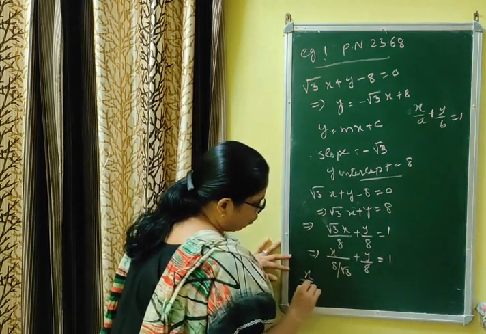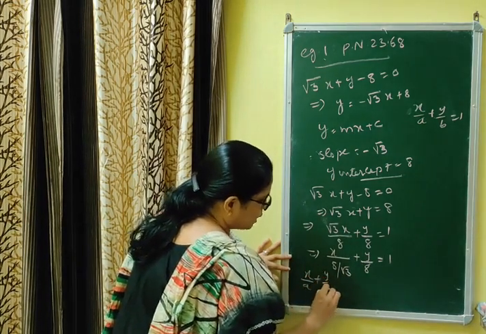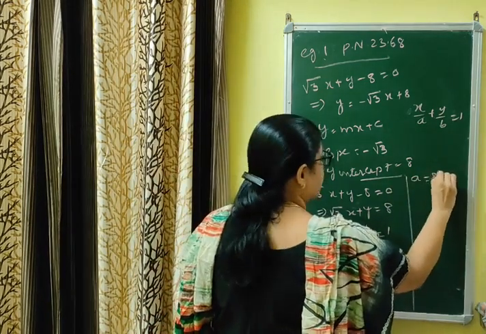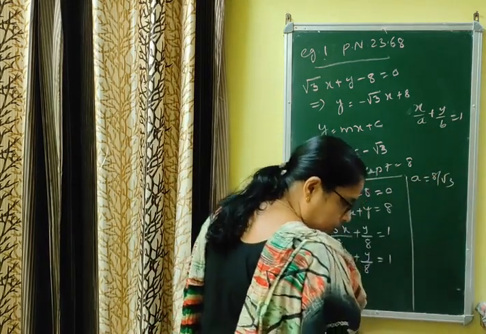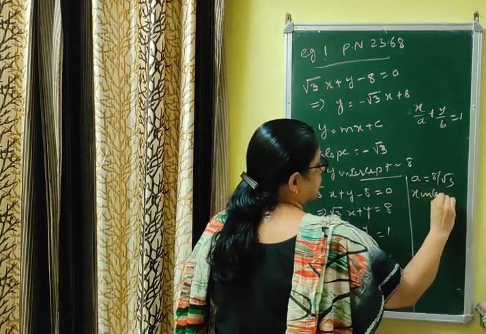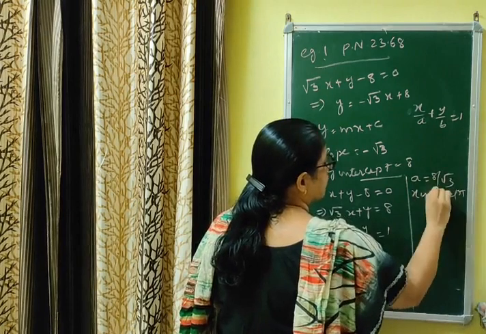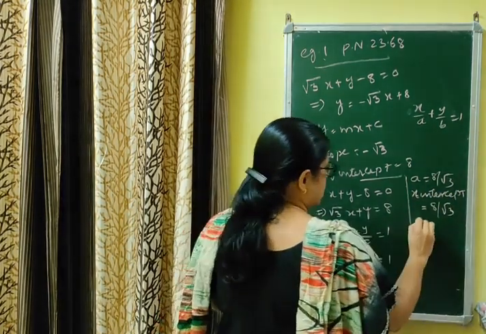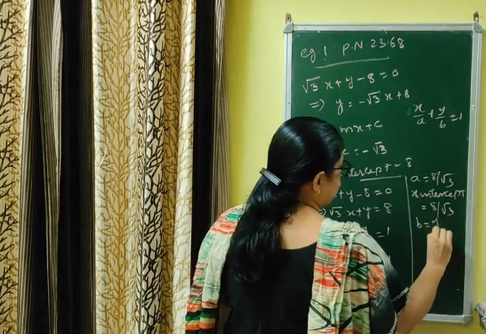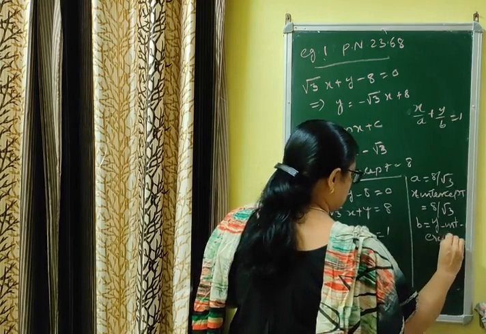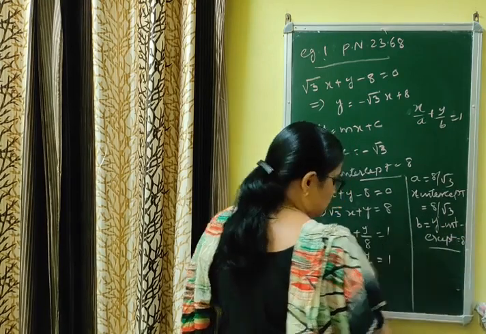This is of the form x by a plus y by b equal to 1, where a is equal to 8 by root 3. a stands for the x-intercept. X-intercept is equal to 8 by root 3, and b stands for the y-intercept. Y-intercept is equal to 8. This is the second part.